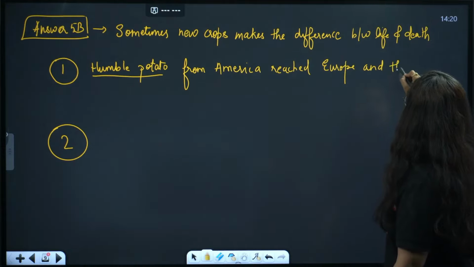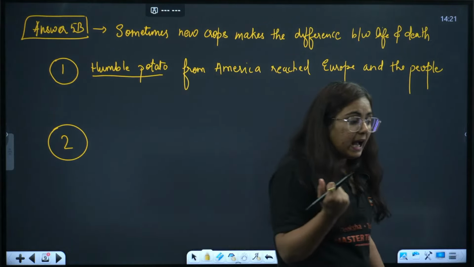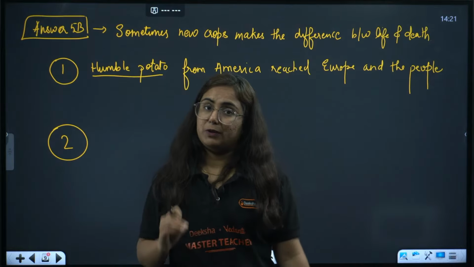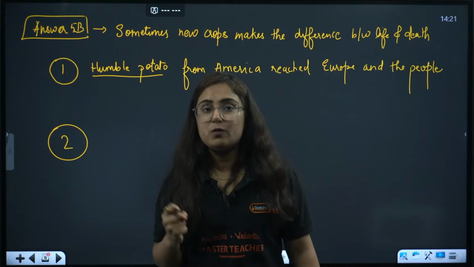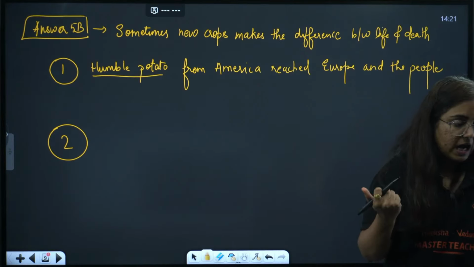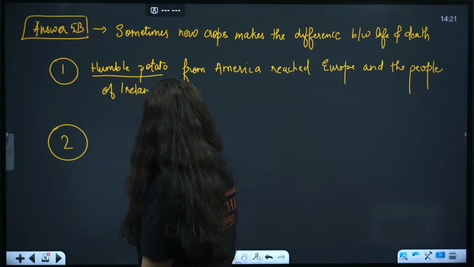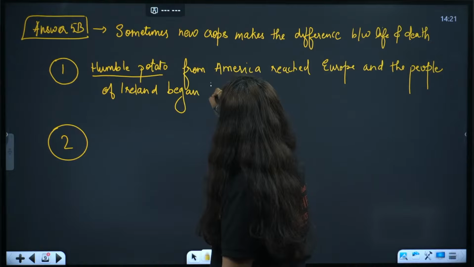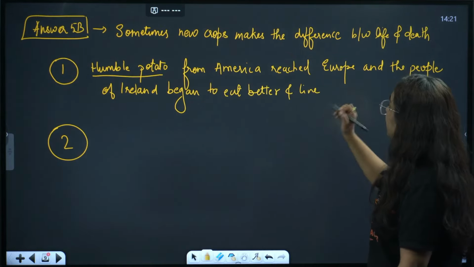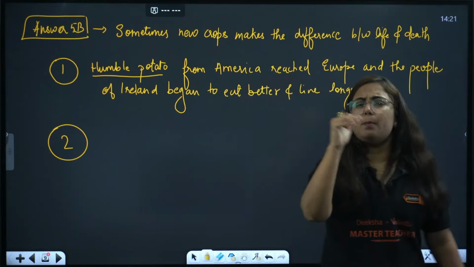Now what happened? If we talk about this region of Europe, it is a very cold region, right? And only some crops can be grown there. Potato was one of them. The type of potato taken from America was one of them. So the humble potato brought a change in Ireland. The people of Ireland began to eat better and live longer.